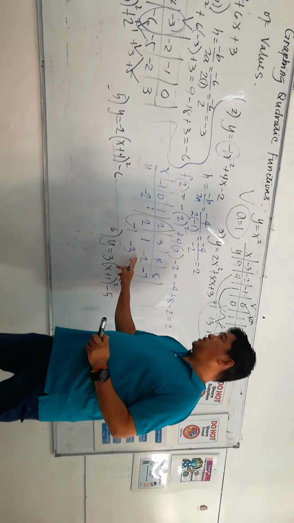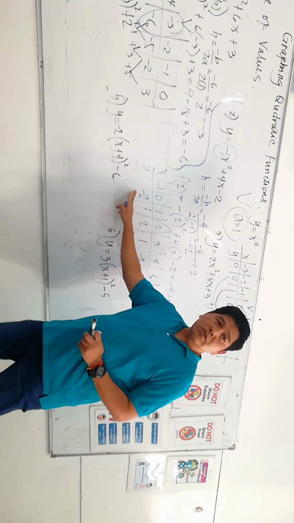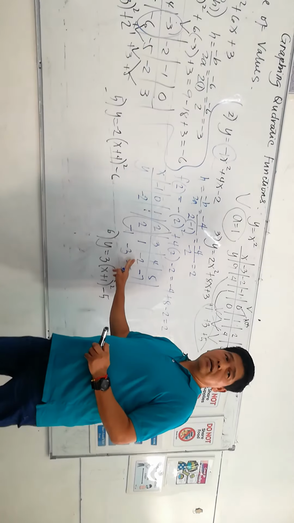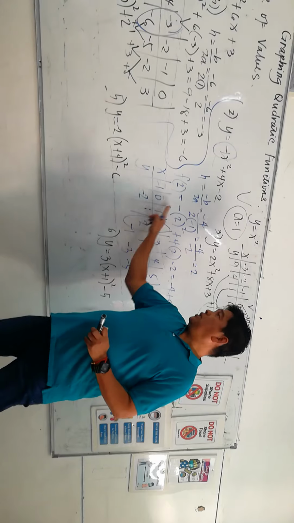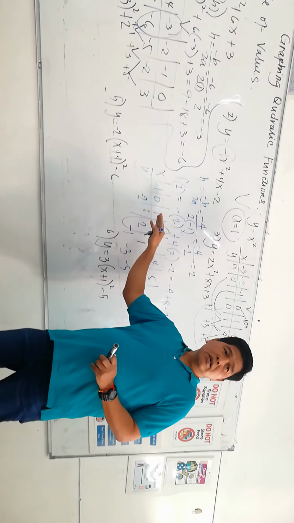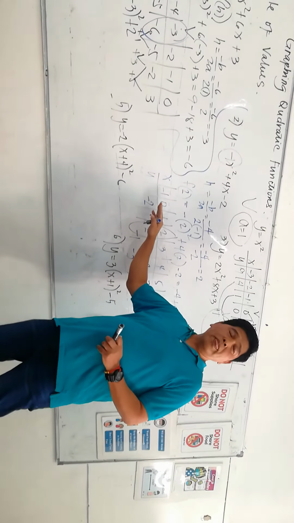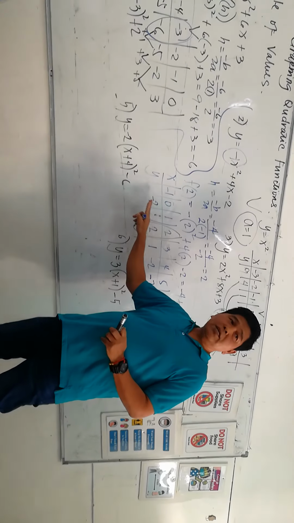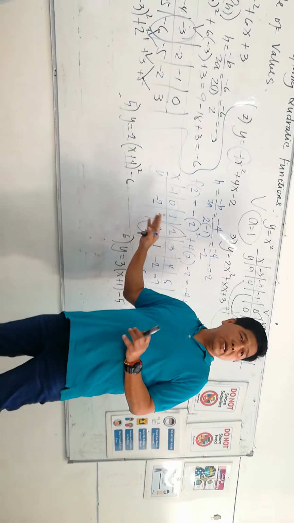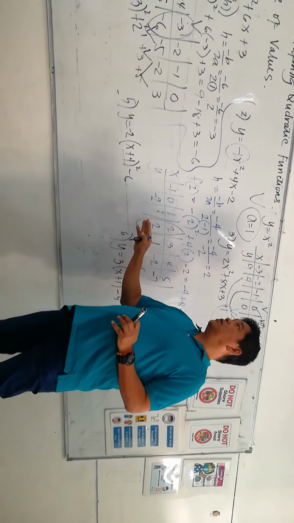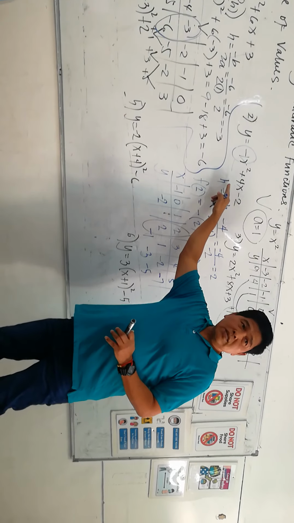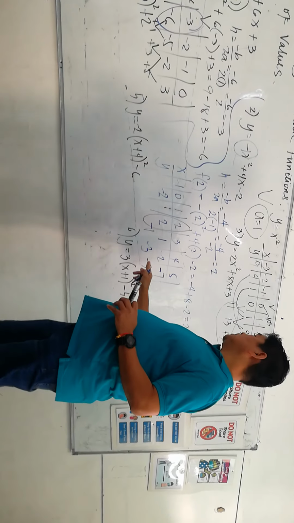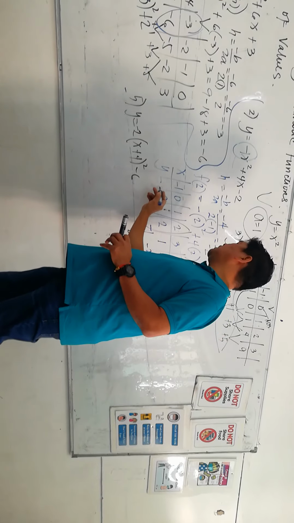As you notice, these are also equal. So we did not plug in 0 because the value of negative 2 is always the value of the function when x is equal to 0. That is the value of your constant term. So negative 2, this is automatically negative 7.